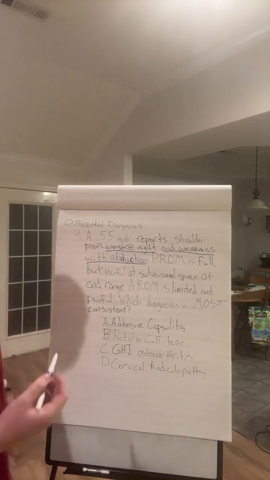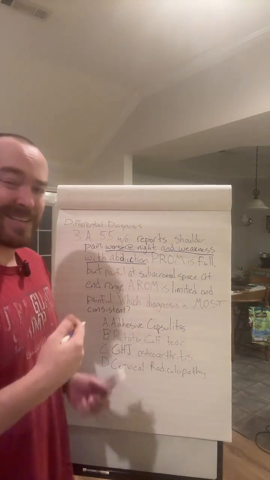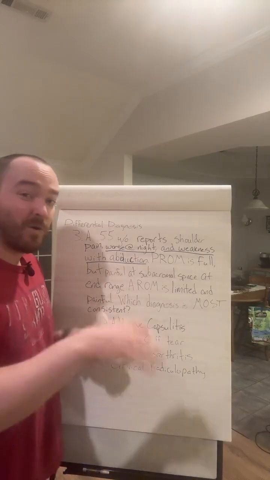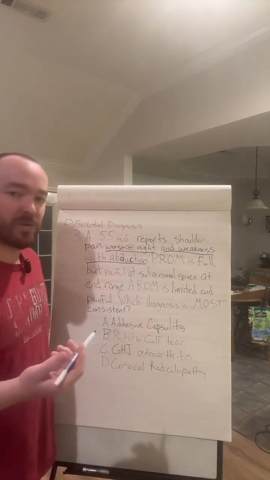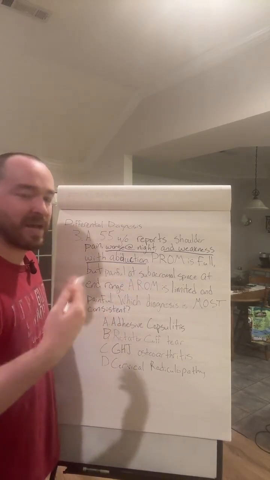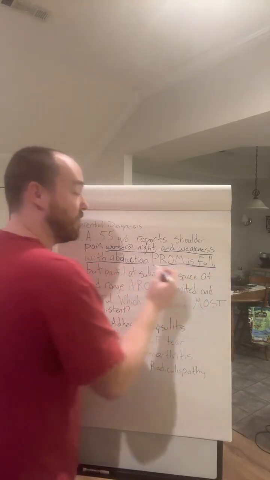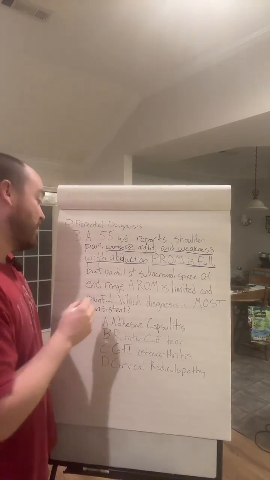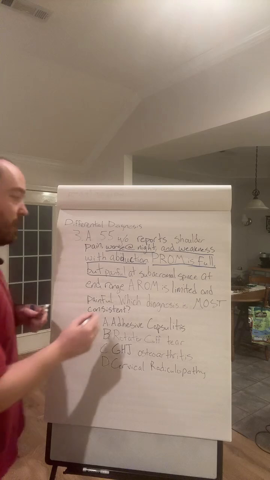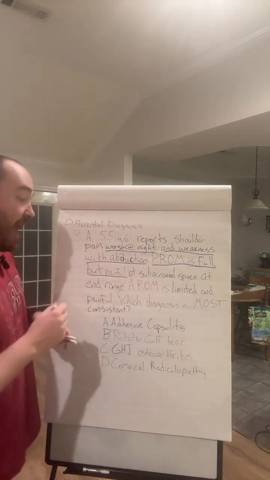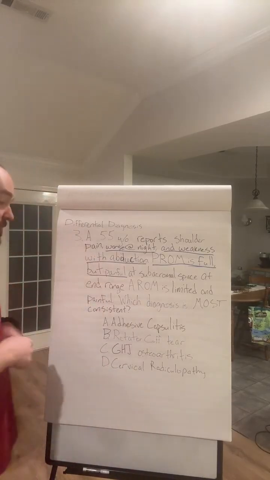So we can either say that passive range of motion is full in all directions because they didn't really specify in what directions, or because they mentioned abduction, perhaps it could be suggesting passive range of motion of abduction. But regardless, what we know is that they got full passive range of motion, right? But painful at the subacromial space at end range. Active range of motion is limited and painful. Which diagnosis is most consistent?